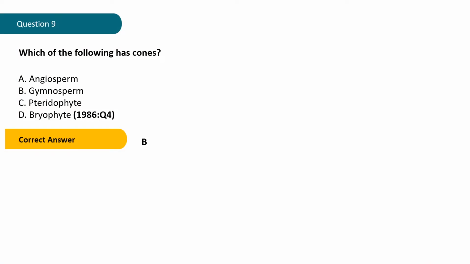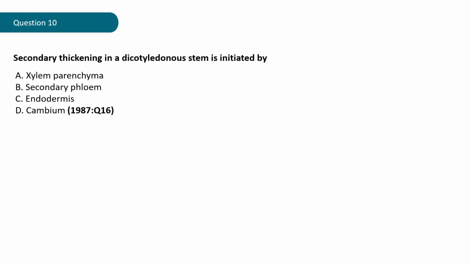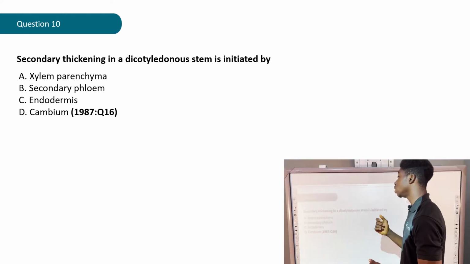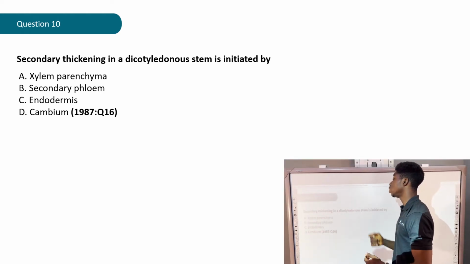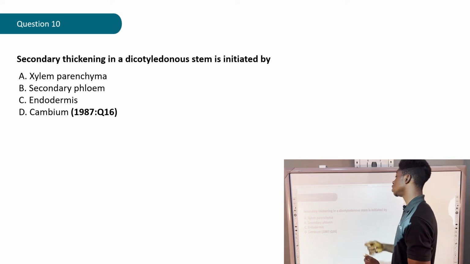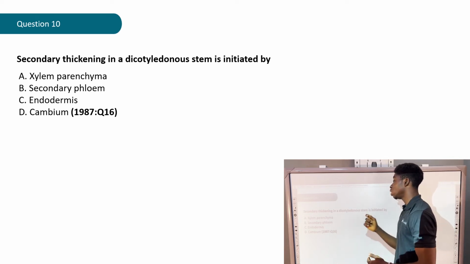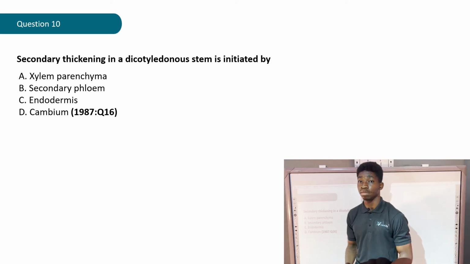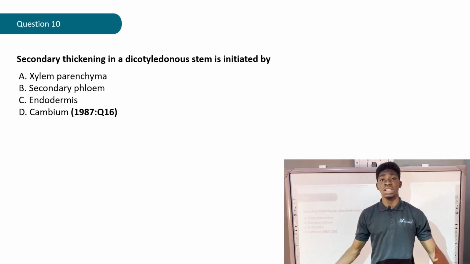Question 10. Secondary thickening in a dicotyledonous stem is initiated by A. Xylem parenchyma, B. Secondary phloem, C. Endodermis, D. Cambium. That question is from the year 1987, question 16. Why not give it a try?